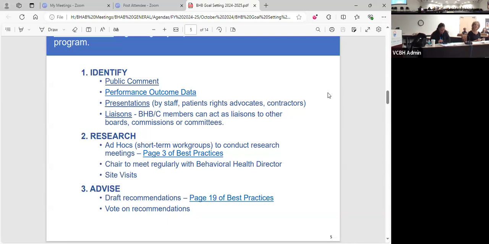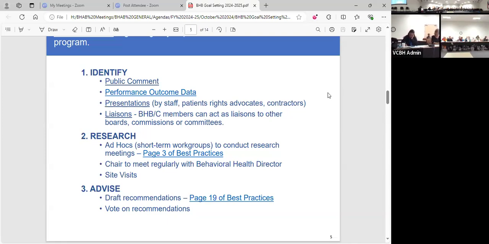Okay, so when you're going to make a recommendation, we break it down into three things. First, identify. Second, research, and then third, advise. So of course, you need to identify: listen to public comment, your board members, you have your own interests that you can bring forward as well. Look at the performance outcome data. Not only do you want to know if people have access to services, but that's not enough. You could be accessing services but not getting good services. So look at what the outcomes are when people access services.